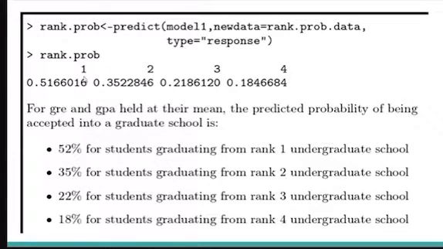When you go to school with prestige 1, that is rank 1, the value is 0.516. If you took that to 2 decimals, it means 52% for students graduating from rank 1 undergraduate school, 35% for rank 2, 22% for rank 3, 18% for rank 4. Does that make sense to you now? What distinguishes between these students is just the school they attended for undergraduate. They got the same GRE, they got the same GPA.